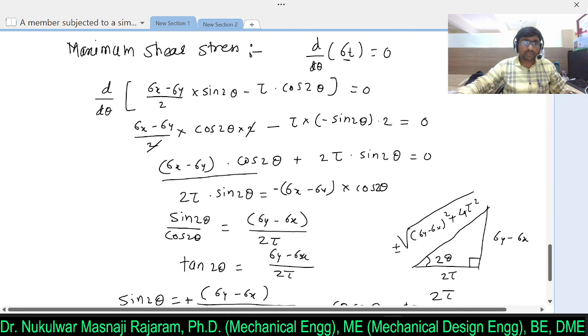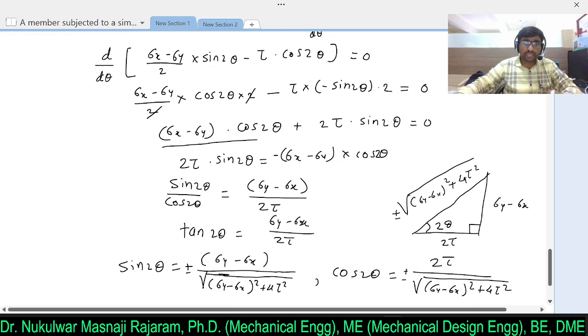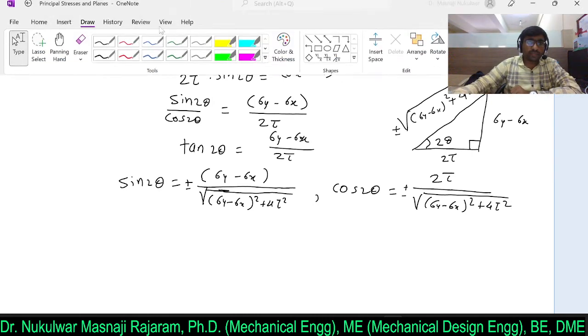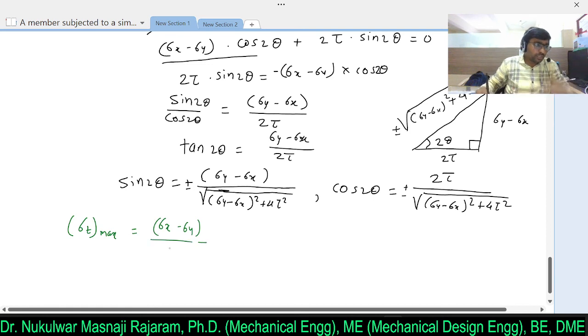So what we want to do, just put this value of sine of 2 theta and cos of 2 theta in the equation of shear stress, that is sigma t. Clear? So if you put sine of 2 theta and cos of 2 theta, then we get the equation. Simple. So I will rewrite that equation, that is tau max, that will be equal to sigma x minus sigma y divided by 2 into sine of 2 theta.